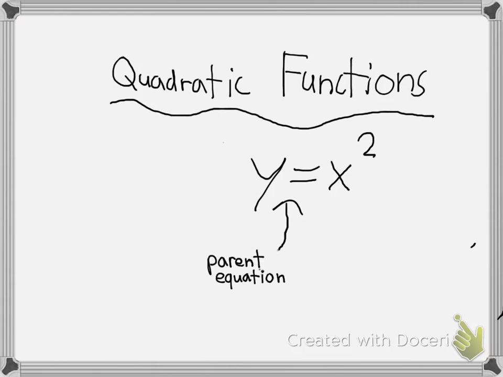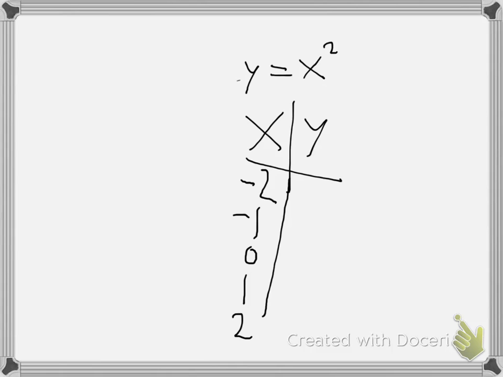So in order to graph this parent equation, to get the parent graph, we need to create an xy table. So let's create an xy table with inputs from -2 to 2. So -2, -1, 0, 1, and 2. And so let's plug each of these numbers into our equation.